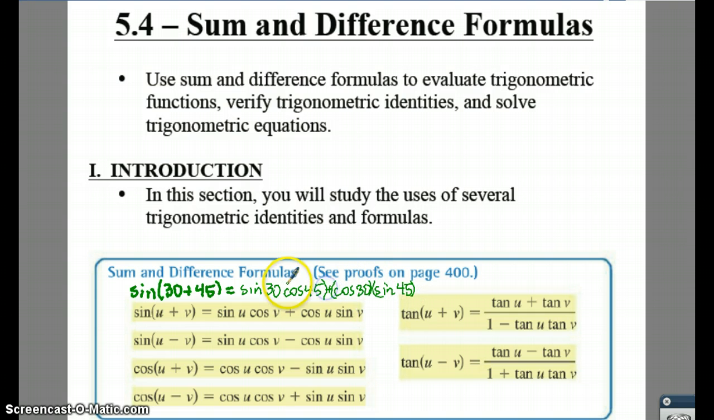We're going to evaluate each of these functions and leave our answers in exact values. When we leave them in exact values, that means you leave them with the radicals. Don't just plug it into your calculator. Cheaters.